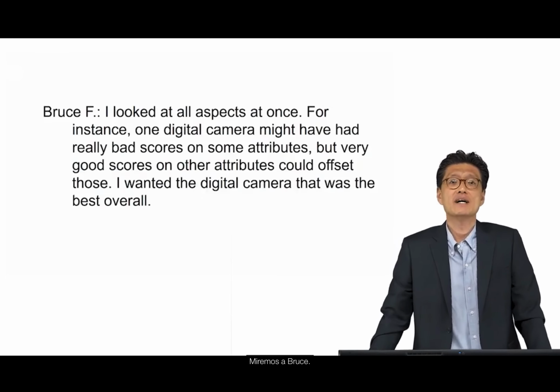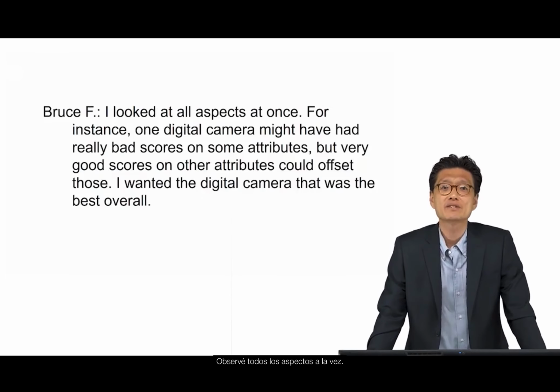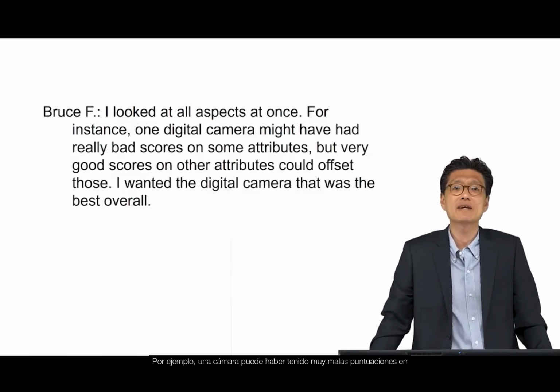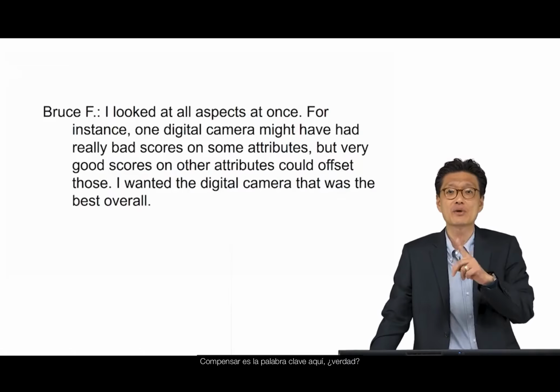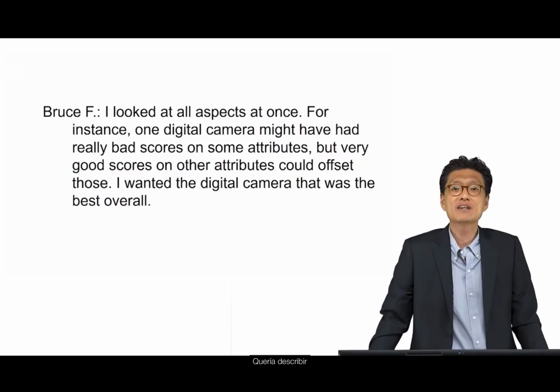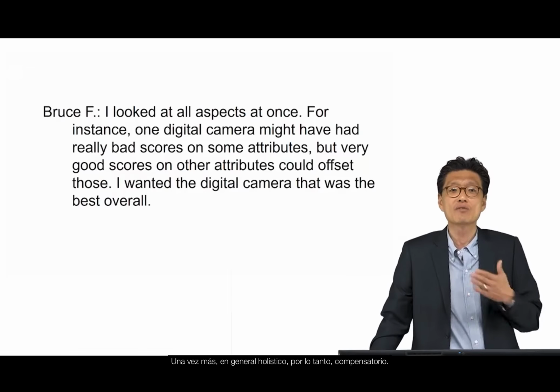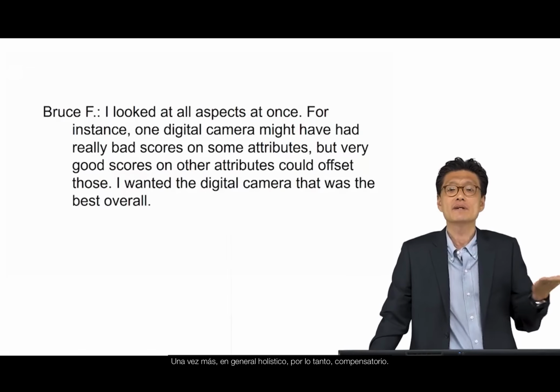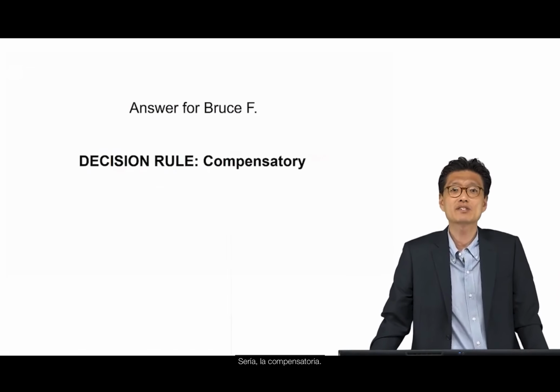Let's look at Bruce. I looked at all aspects at once. For instance, one digital camera might have had really bad scores on some attributes, but very good scores on other attributes that could offset these. Offset is the key word here, right? That can compensate. I wanted the digital camera that was the best overall. Again, overall, holistic, therefore compensatory, right? It will be compensatory.